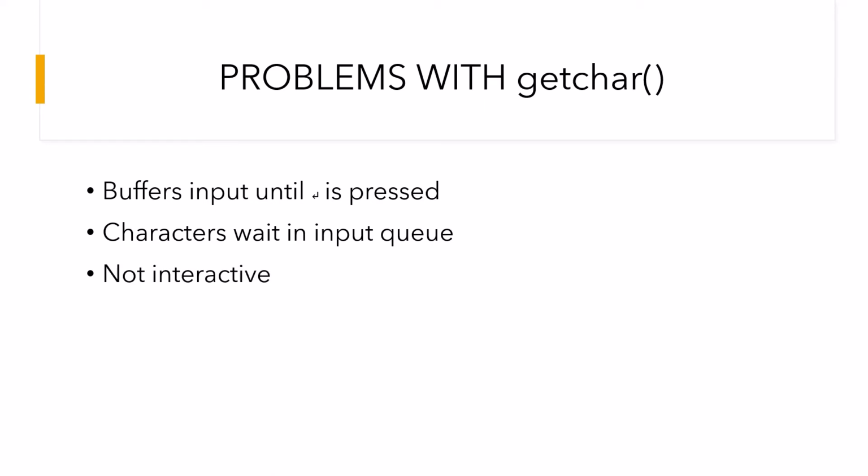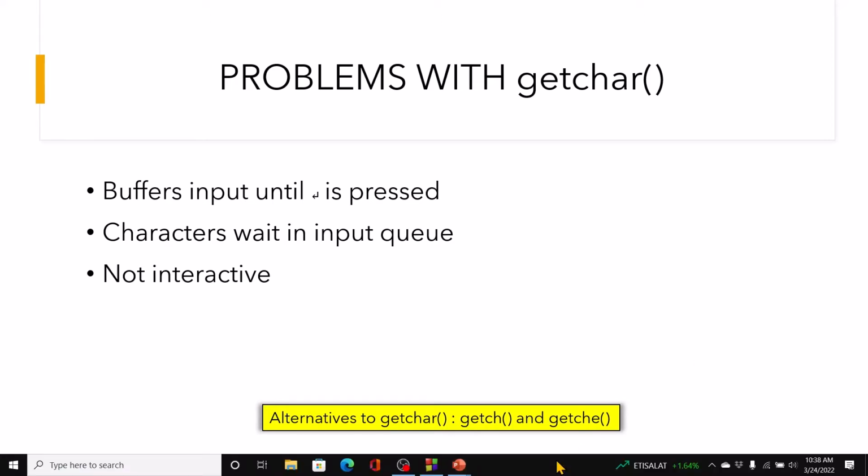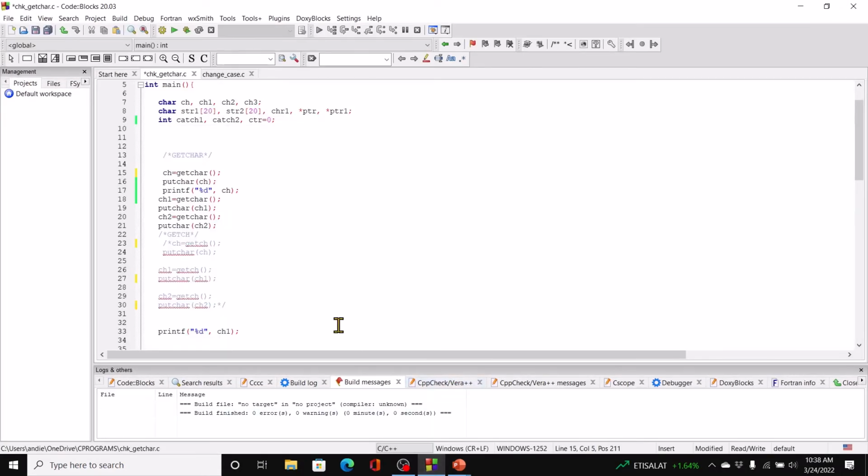Another problem is it's not interactive. So what does that mean? For that, we need to look at alternatives, right? To compare, rather, getChar with the alternatives, which are getch, getc, and getche. Right, so now let's go back to the program and look at a demonstration of getch first. And then we look at getche.